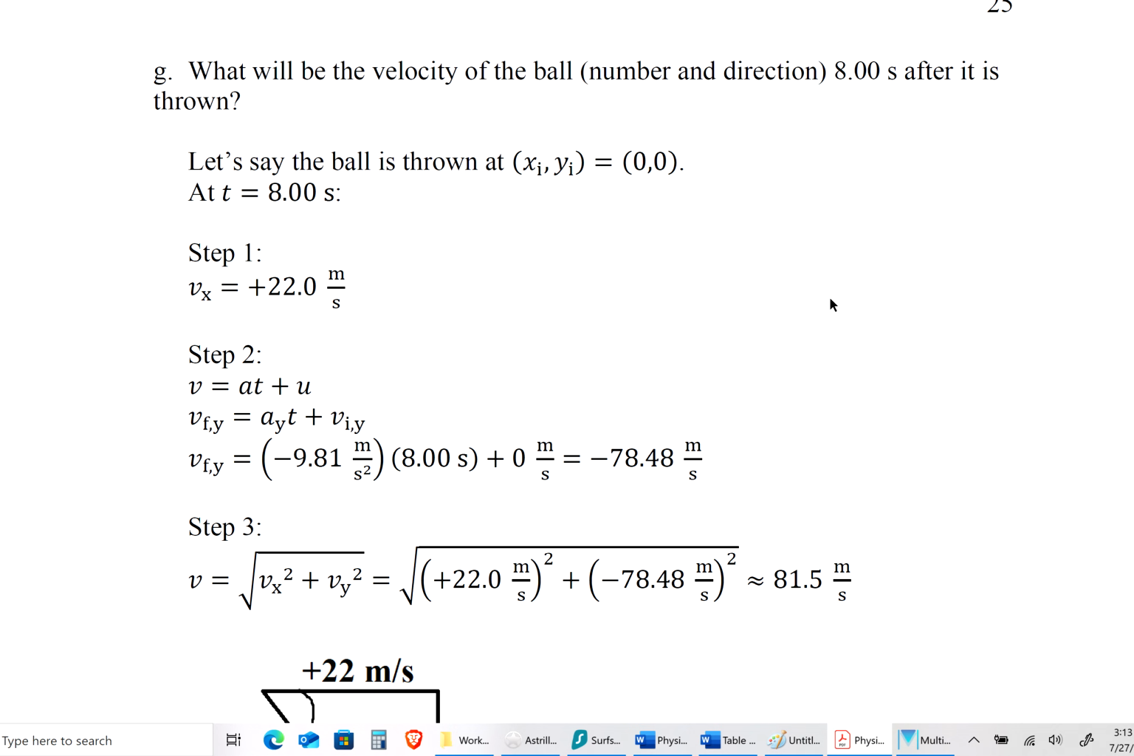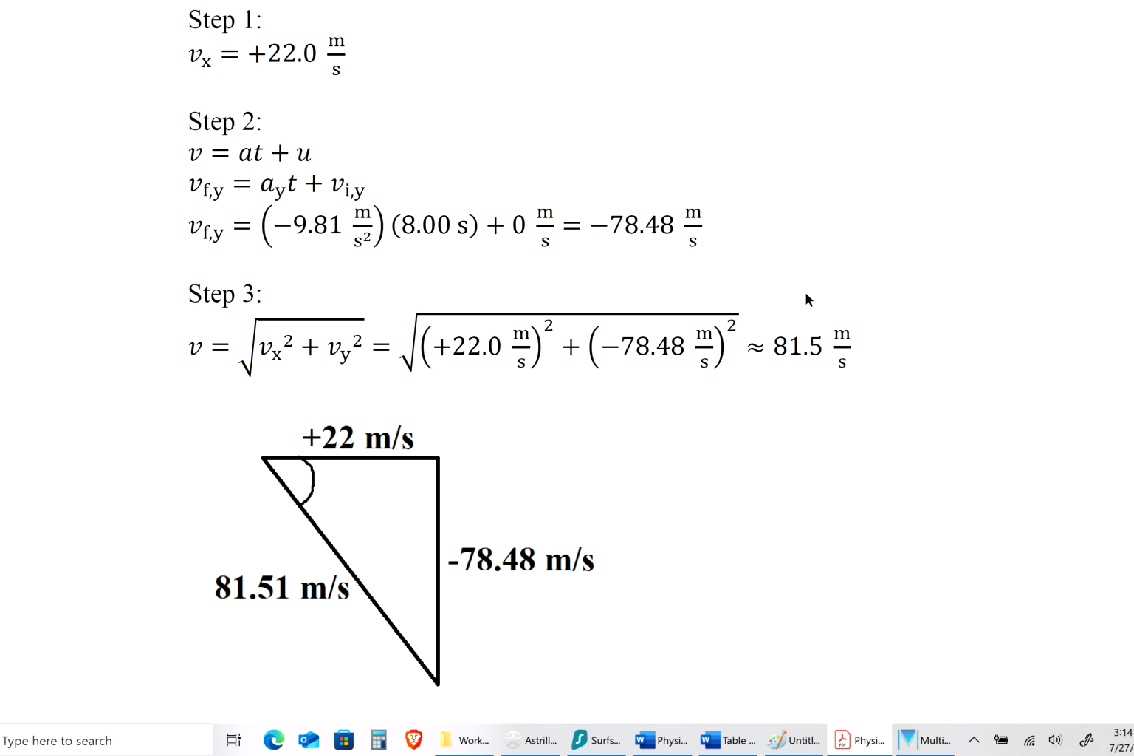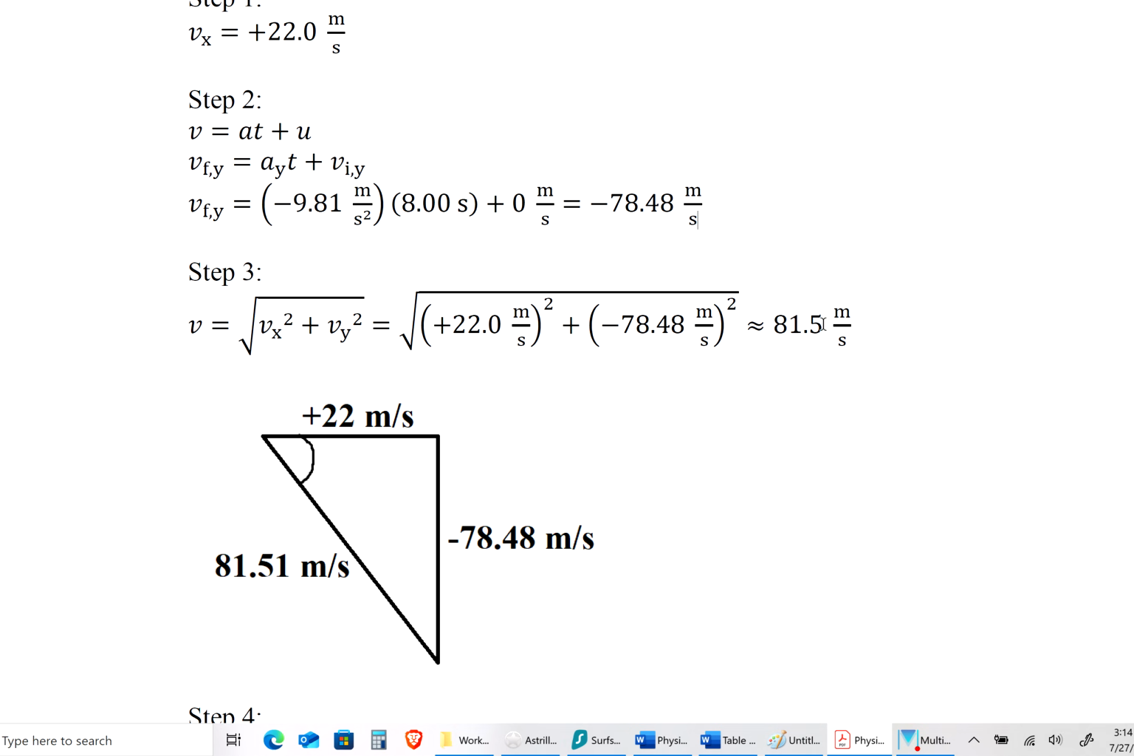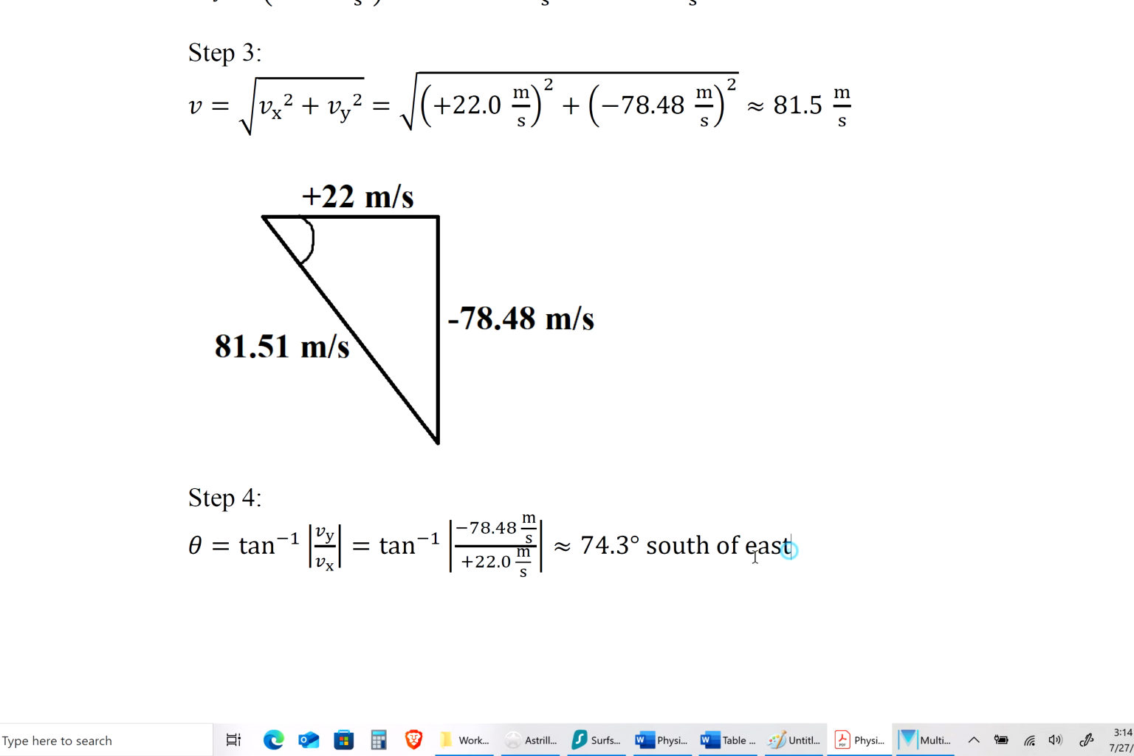Part G, what will be the velocity of the ball 8 seconds after it's thrown? So, v sub x, 8 seconds after it is thrown, is 22 meters per second. V sub y, 8 seconds after it is thrown, is 78.48 meters per second downwards. So it's going to look something like this. 81.5 meters per second is the magnitude. The direction is south of east. Why is it south of east? Because horizontal is positive, vertical is negative.